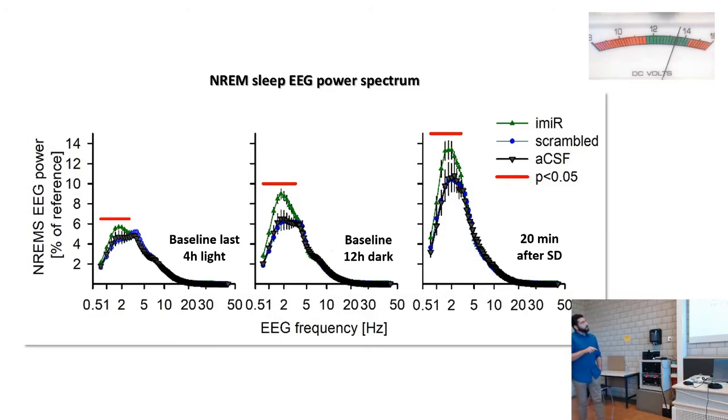Now, this increase was actually larger during the 12 hours of dark baseline, where mice are spontaneously awake. And lastly, we saw that this increase remained larger after the 6 hours of sleep deprivation. So what does that mean? That when you inhibit 709, delta power, and a specific range of that delta power, goes up.